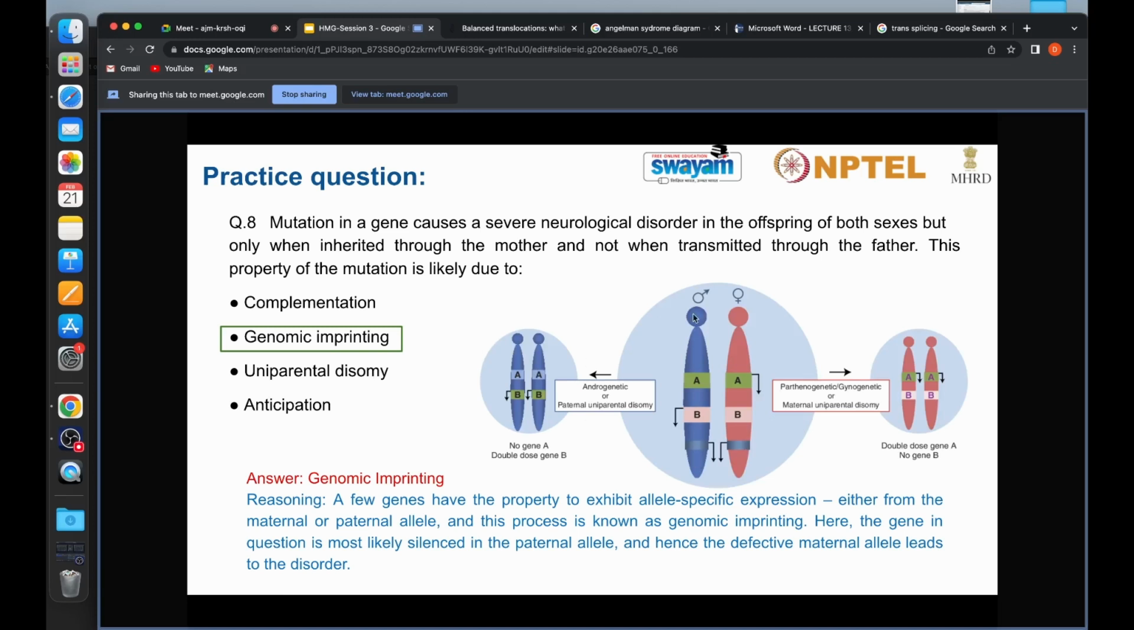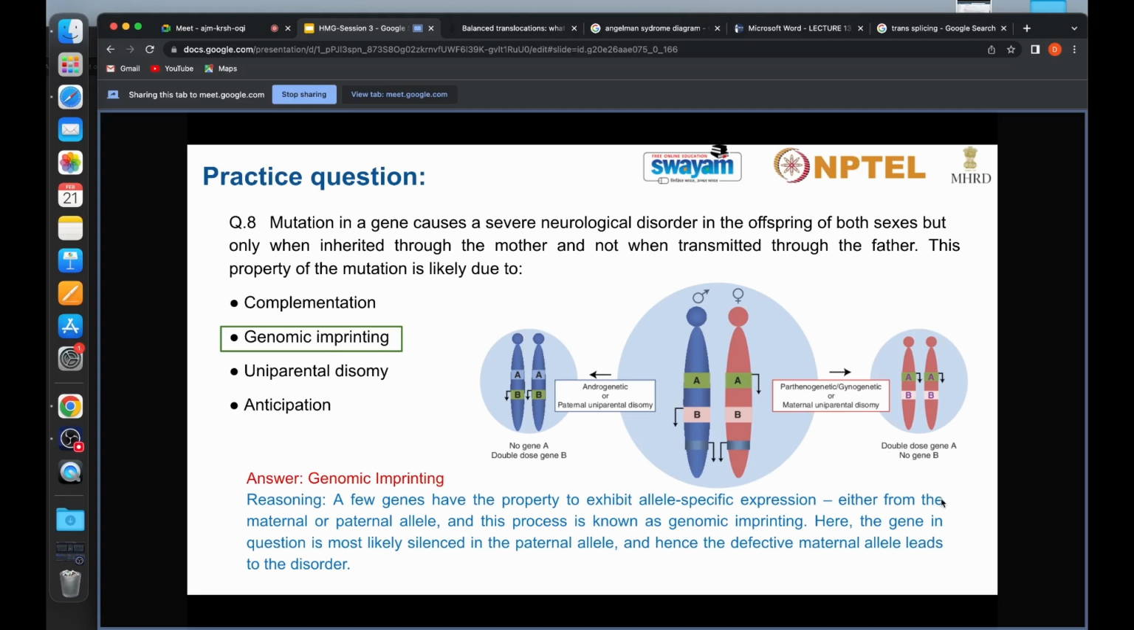In this, I have shown how the male and the female were given, and these are the alleles in which from the mother A was expressing and from the father B was expressing. When there is androgenetic or paternal uniparental disomy, there is no gene A, but there will be a double dose of gene B. Whereas if there is maternal uniparental disomy, the father's allele is silenced and not inherited, whereas from the mother a double dose of gene A will be present and no gene B.